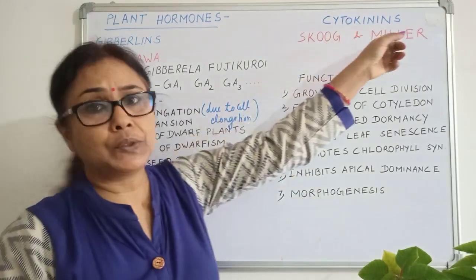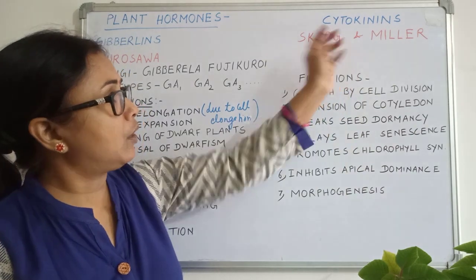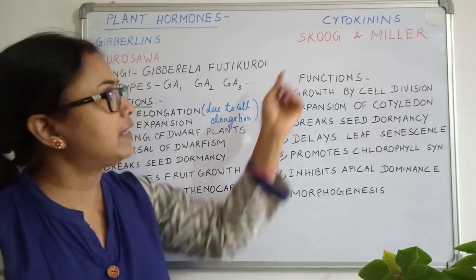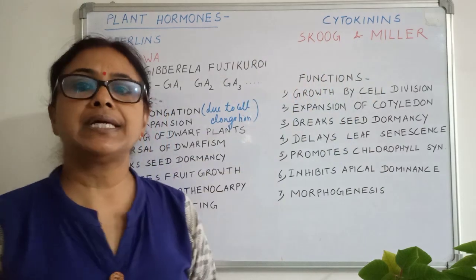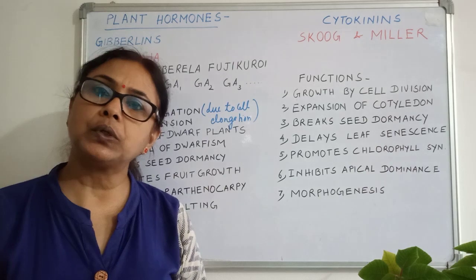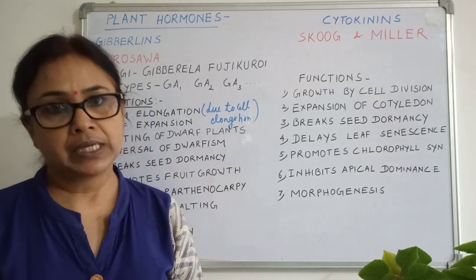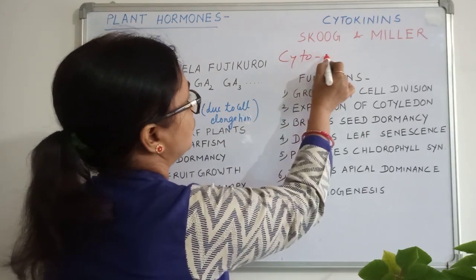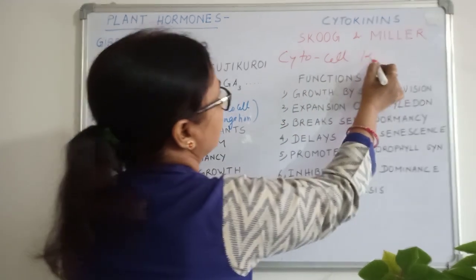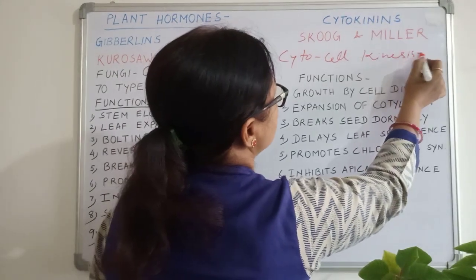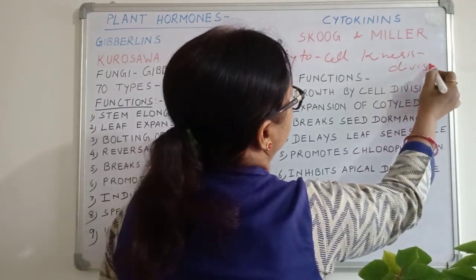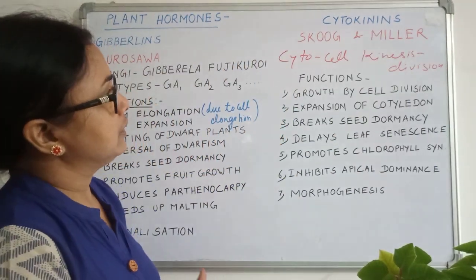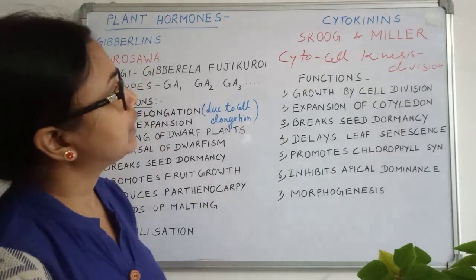Next are the cytokinins, another important hormone whose presence many scientists detected in different parts of the plant, but finally it was Skoog and Miller who said that these chemicals promote growth by the process of cell division. We already know that cyto means cell and kinesis means division. So it promotes growth by cell division. That is a very important function of the cytokinins.